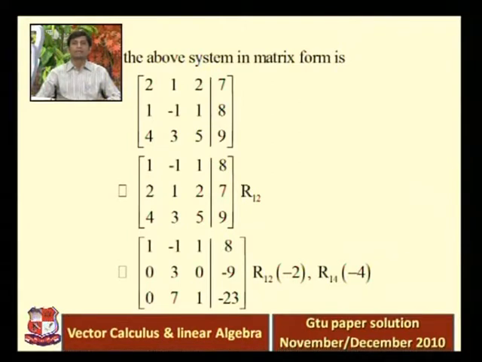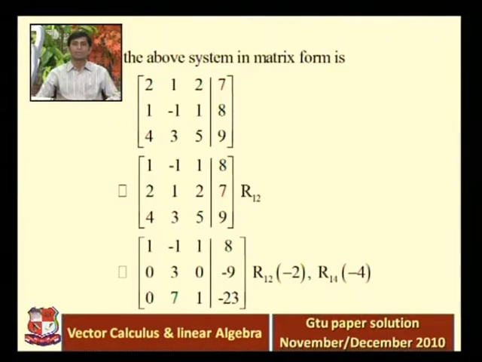Okay, now what is our leading entry in the first row? 1 is our leading entry in the first row. Below that leading entry I want to make 0, so we multiply the first row with minus 2 and add into the second row. We multiply the first row with minus 4 and add into the third row. That is our process, R2 plus minus 2 R1 and R3 plus minus 4 R1.